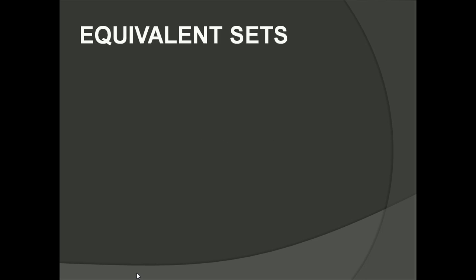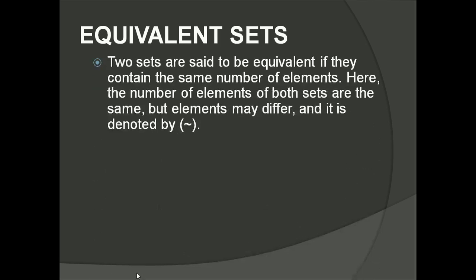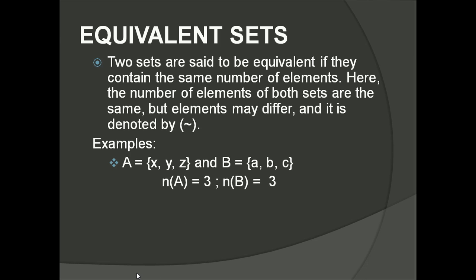Another type of set is the equivalent set. Two sets are said to be equivalent if they contain the same number of elements. Here, the number of elements of both sets are the same, but the elements may differ. For example, A has elements x, y, and z, and B has elements A, B, and C. In set A there are 3 elements, and in set B there are 3 elements. Hence, A is equivalent to B.